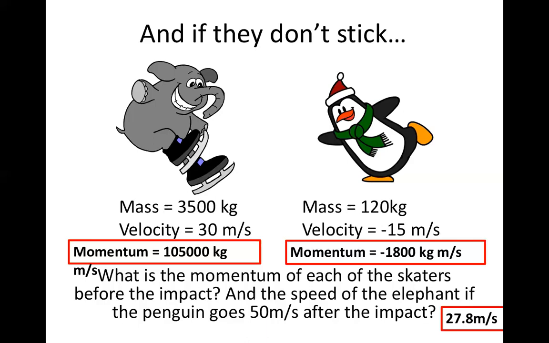So the situation is the elephant and the penguin. The elephant hit the penguin. Okay, and then instead of them sticking together, what happens is the elephant hits the penguin, and then the penguin speeds up to 15 meters per second after that.